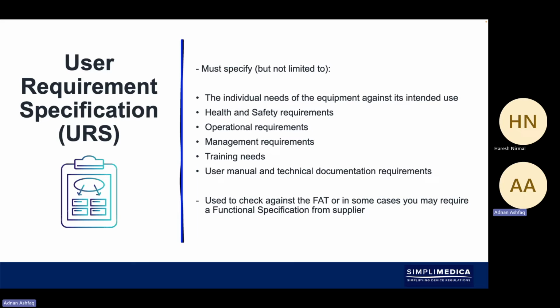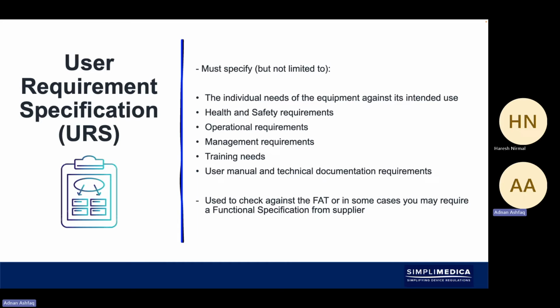We're not ignoring GAMP. We still take on some of the GAMP guidelines and the specific approaches and templates, which are very good, and the specific testing. But we then need to have a look at the specific documents that we will complete if we're following a least burdensome approach. If we're looking at a more balanced approach, we start with a user requirement specification, which has to have the individual needs of the equipment against its intended use. We would have things like health and safety requirements, operational requirements, management requirements, any training needs, any user and technical documentation requirements. We'll use that then to check against a factory acceptance test.